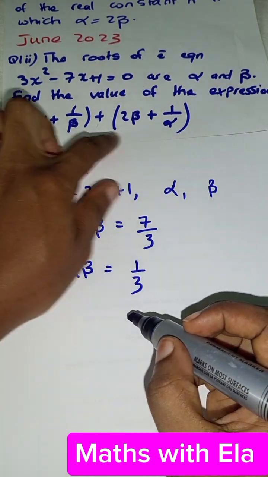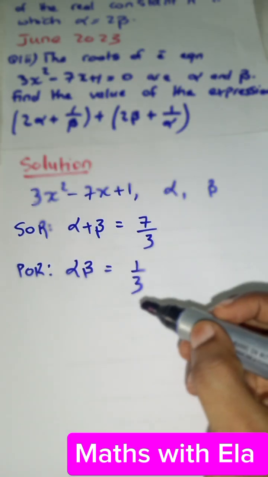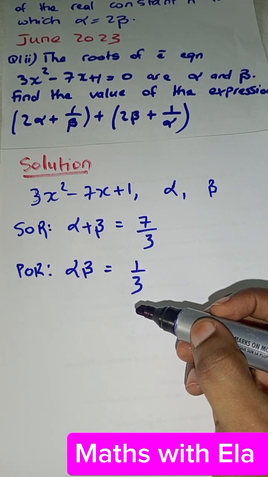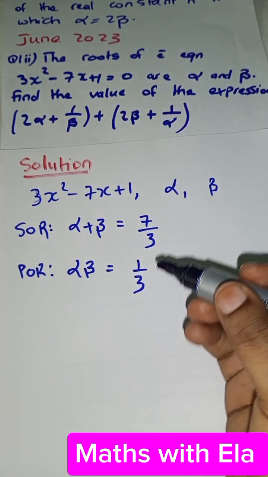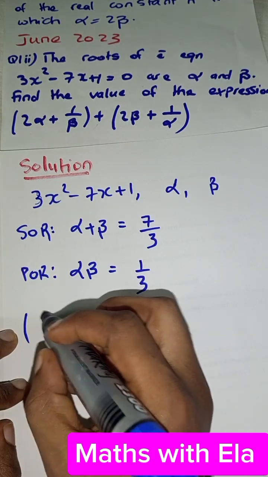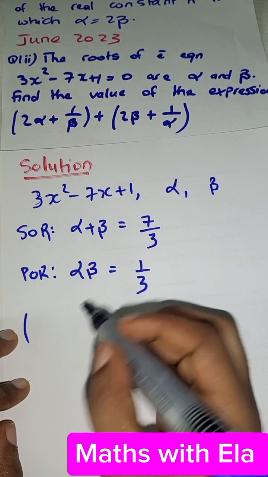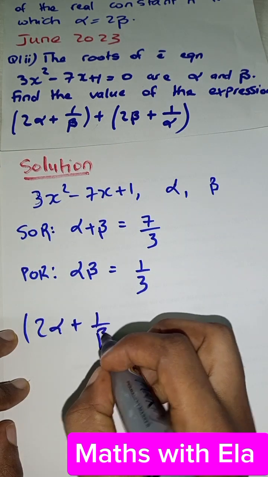Now we've been asked to find the value of this expression. We need to simplify that expression such that the terms in that expression will just be either alpha plus beta or alpha beta, so that we can use these values we've obtained, substitute it in there, and then we get the value of that expression. And we proceed as follows. So we need to simplify this expression. Let's start with the first bracket. We have 2 alpha plus 1 on beta.